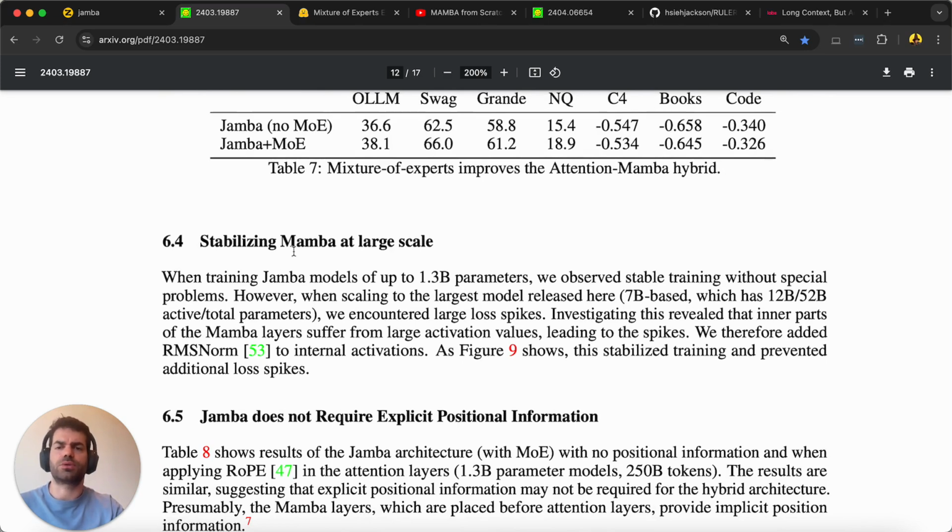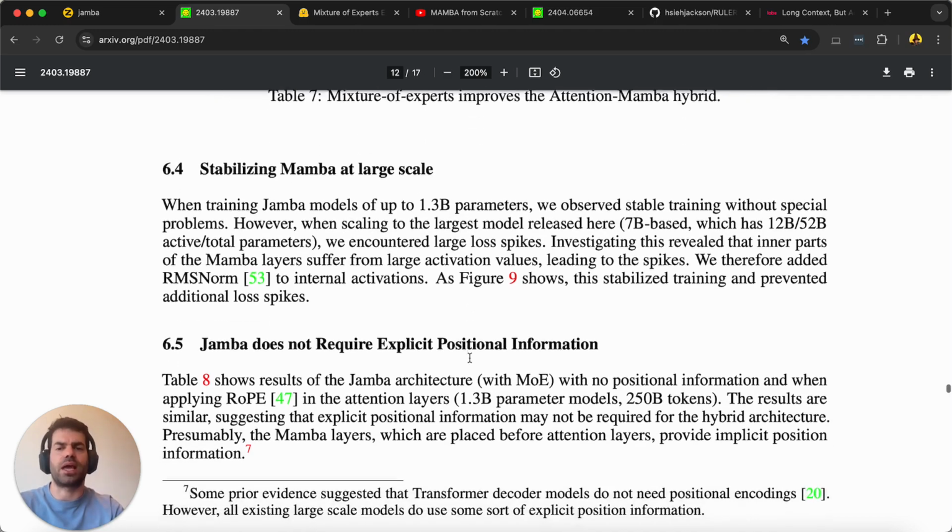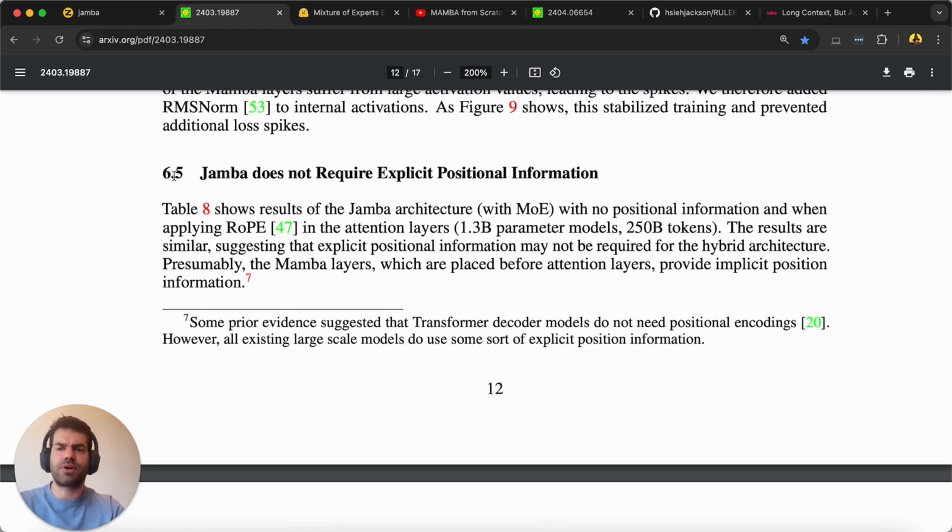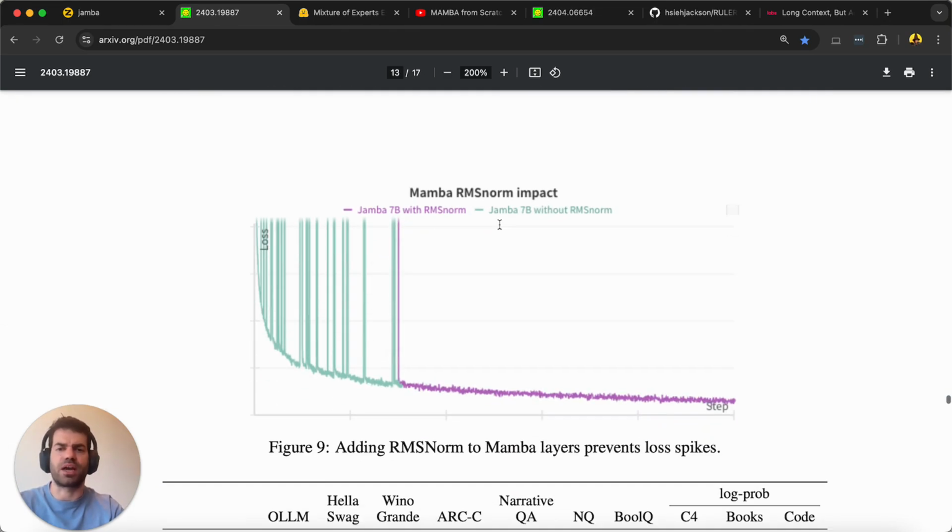So here, stabilizing Mamba at large scale. Here they're mentioning what happened, how it works, and really the norms. The RMS norm was the main thing here. The gradients kept exploding, moving up, and so on. And the RMS norm really worked better. They also found out that it doesn't really require positional information. It doesn't really affect the work.